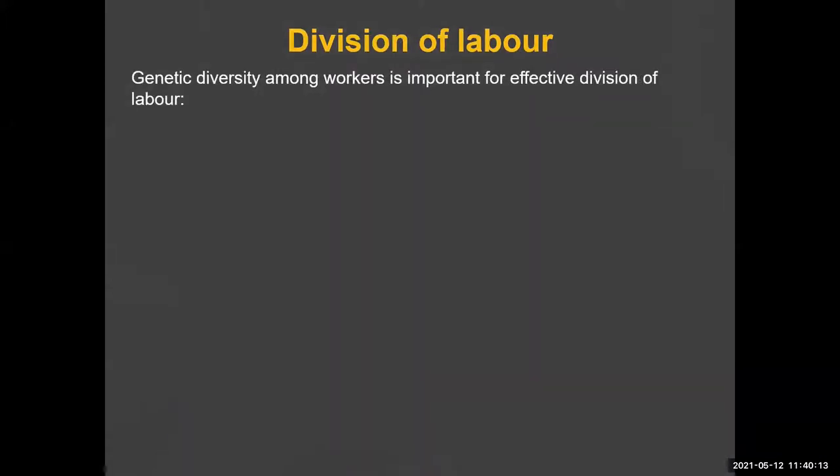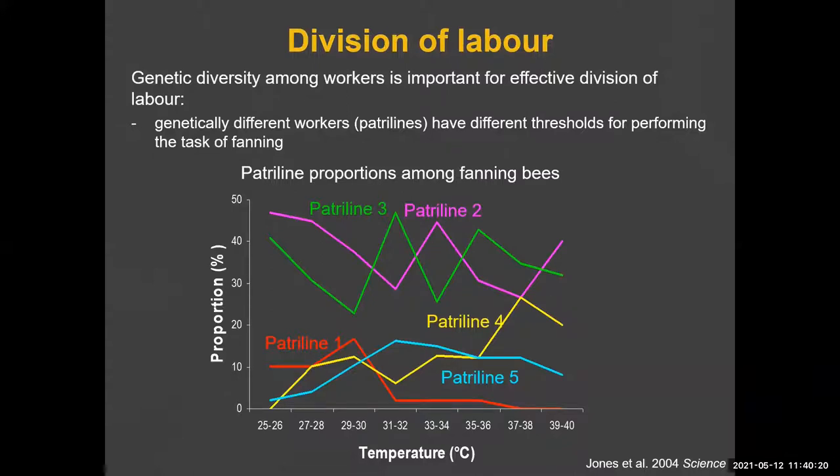And what we find is that genetic diversity among workers is important for effective division of labor. So genetically different workers or different patrilines, because in any honeybee colony, the queen mates with multiple males, so the workers have the same mother but different fathers. So genetically different workers, so those with different fathers, have different thresholds for performing the task of fanning. So we see here in this figure that patrilines 2 and 3 in green and purple are represented in high proportions at all temperatures, suggesting they have lower thresholds for performing the task of fanning. By comparison, patriline 4 here in yellow is represented in low proportions at low temperatures and higher proportions at higher temperatures, suggesting it has a higher threshold for performing the task of fanning.